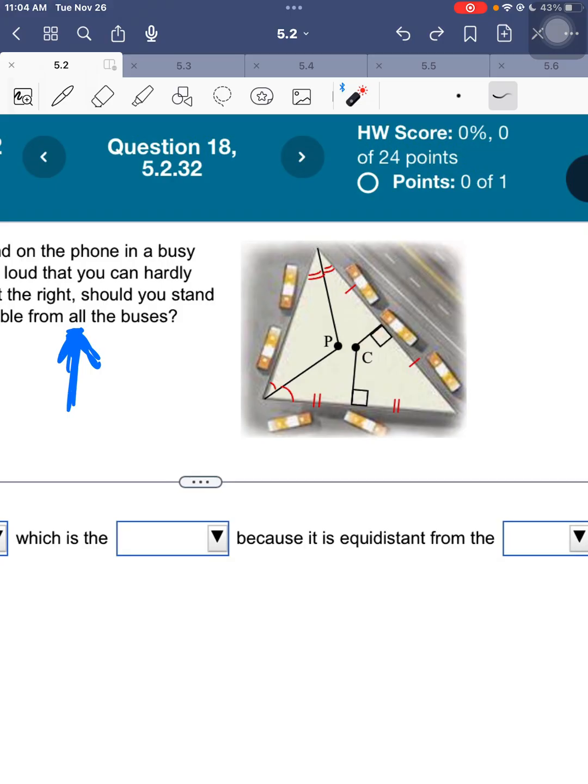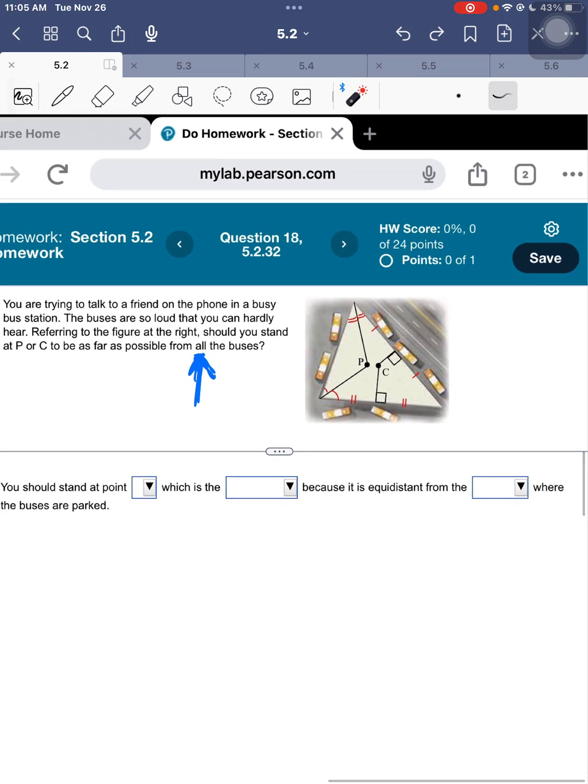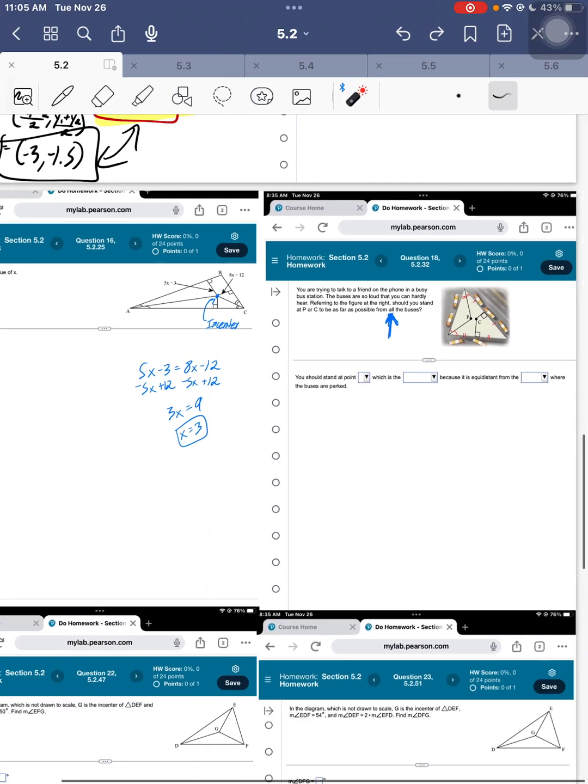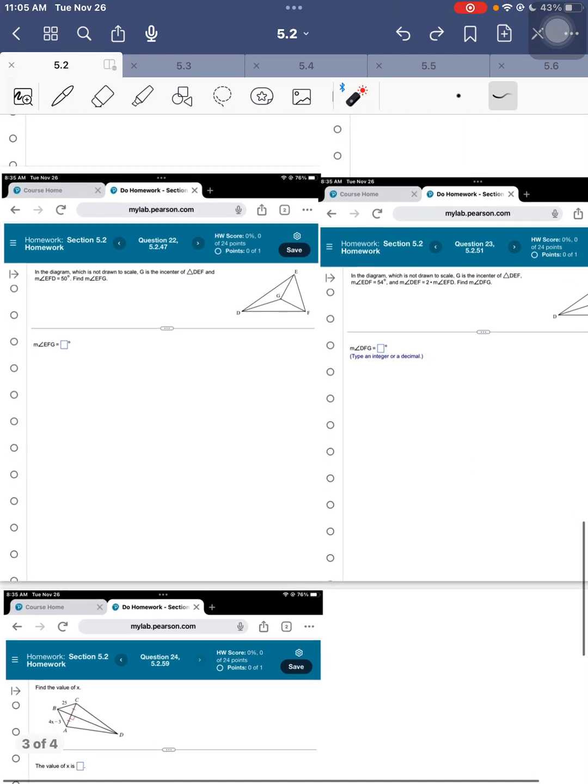And which gives me that answer? What allows me to be as equally distant from all the sides of the triangle? My incenter. So my answer is incenter. Okay. P, which is the incenter, because it's equidistant from the sides. Everybody got this question pretty well last time, so I think we'll be fine.